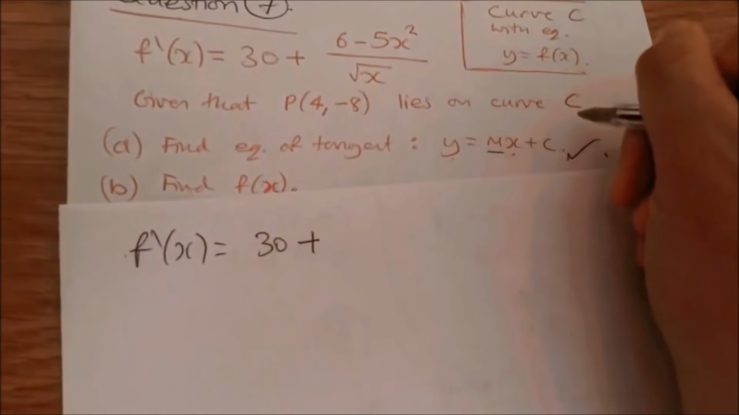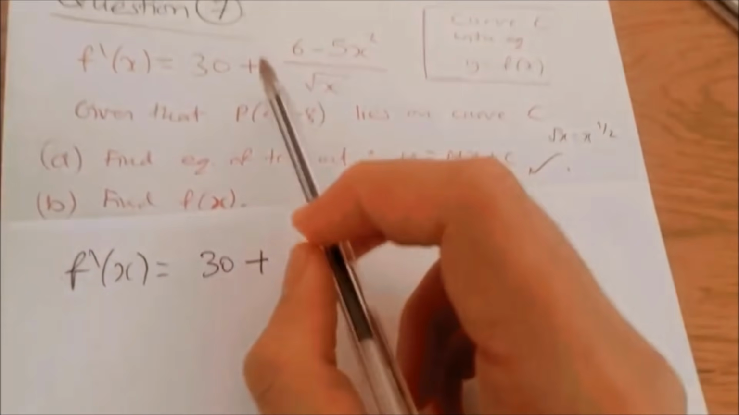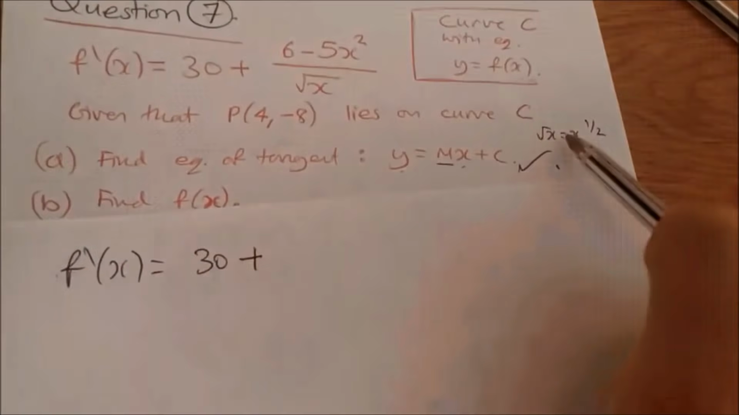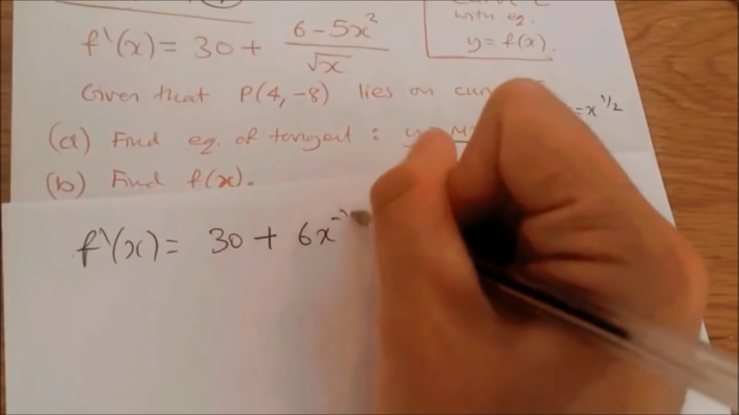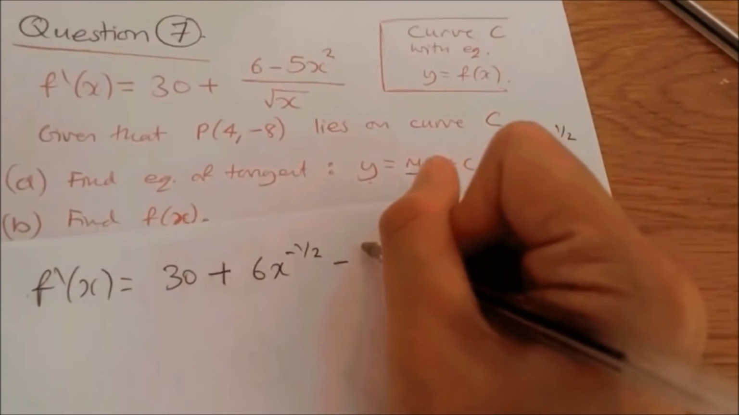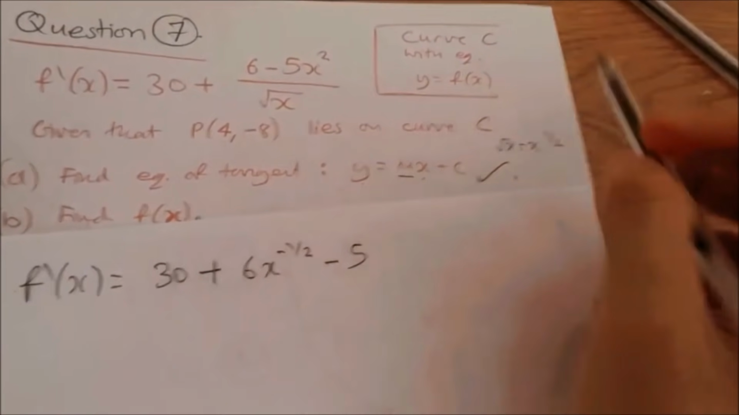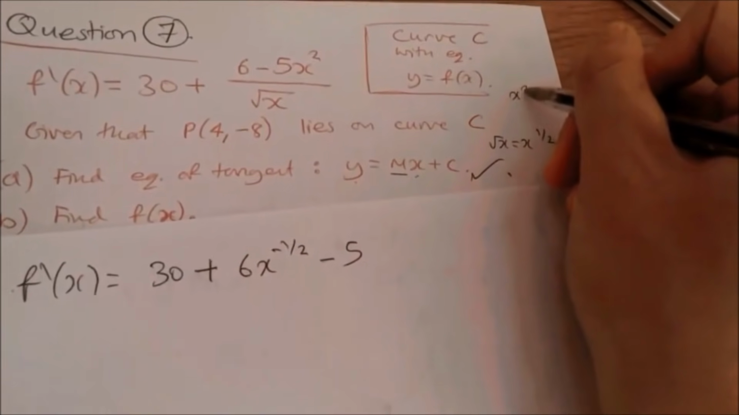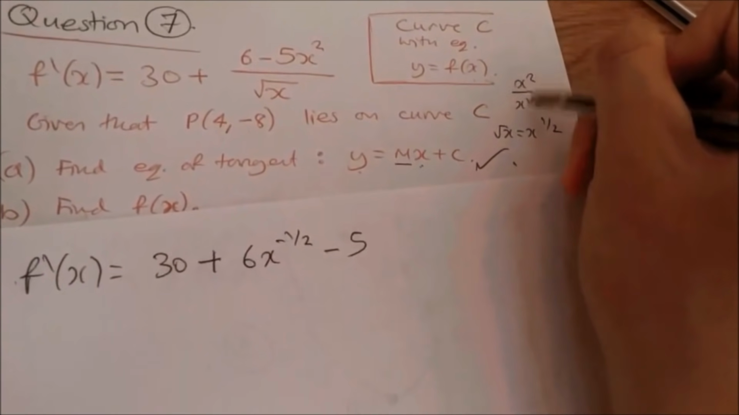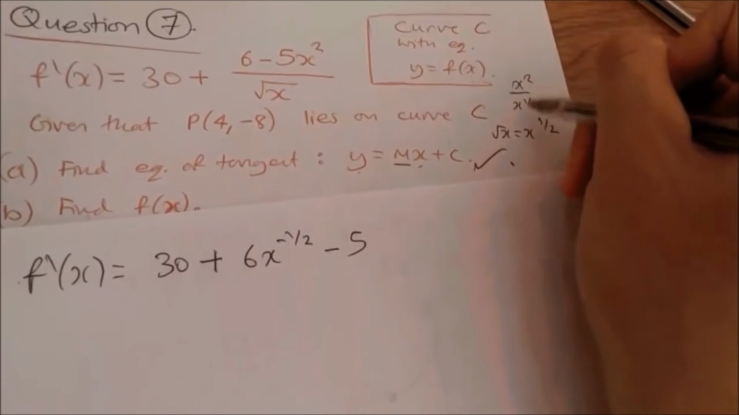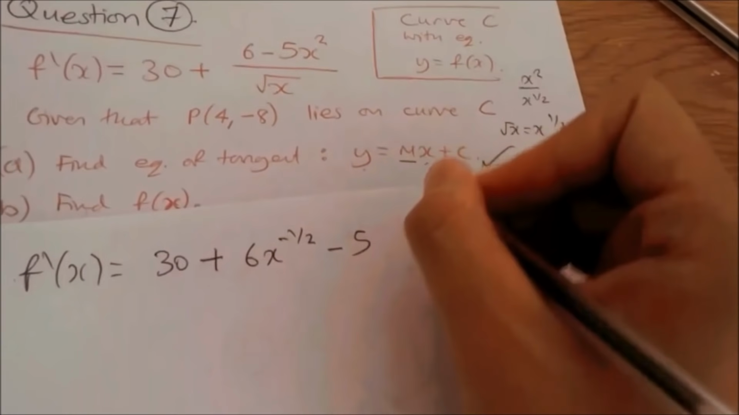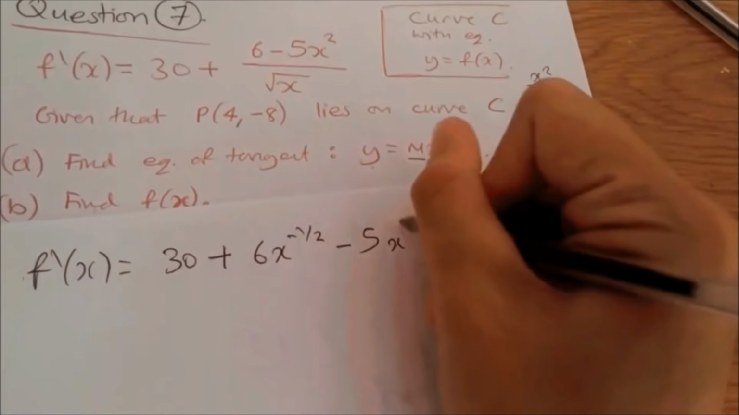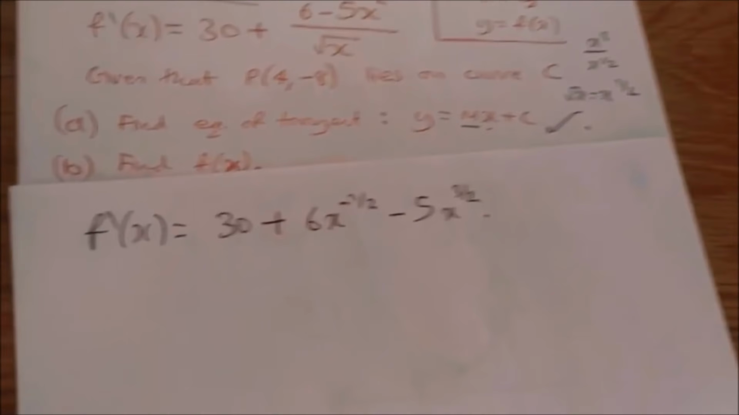So just a keynote here. Root x is x to the power half. So therefore 6 over, if we're going to bring it back to the baseline, we're going to put a negative power, so it'll be 6x to the minus half minus 5, and again x squared over this, so it'll be x to the power 2 over x to the power half. When you're dividing powers, you end up subtracting the power, so this would be 2 take away half, which is 3 over 2, and that's it.